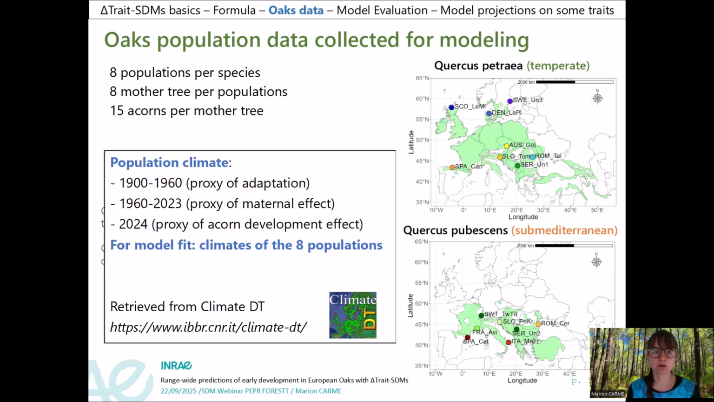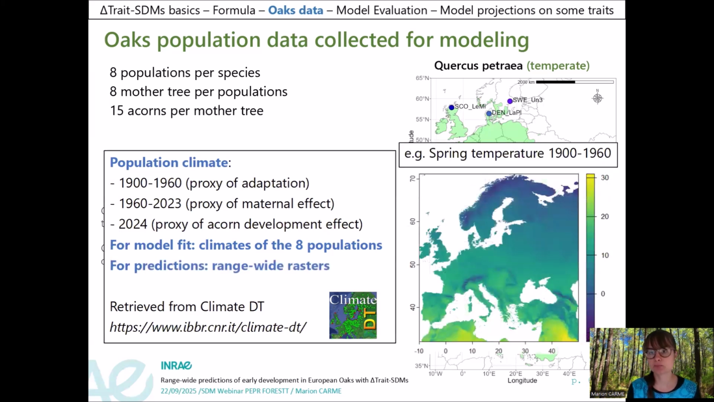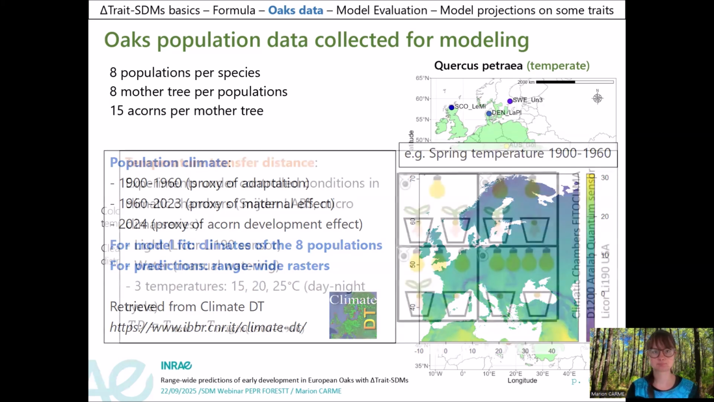So for the model fit, we need the climate of all our populations for the 3 periods. And for prediction, we are predicting on the whole range. So we need range-wide rasters. Here, for example, I put the rasters for spring temperatures between 1900 and 1960. And we retrieved all these variables, so temperature variables, water variables, seasonality variables, etc., from the Climate.tt website.